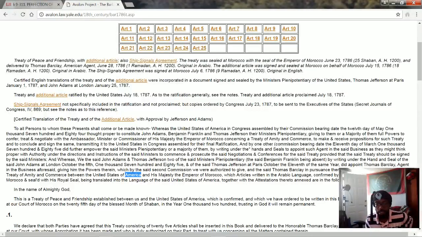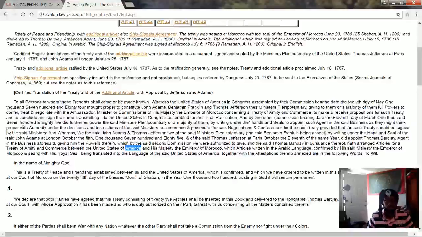Which articles written in the Arabic language, confirmed by His said Majesty the Emperor of Morocco, and sealed with his royal seal, being translated into the language of the United States of America, together with the attestations thereto annexed, are in the following words to wit.